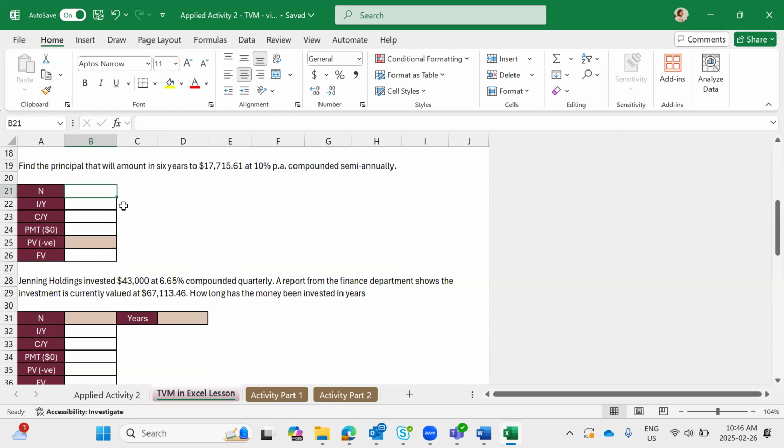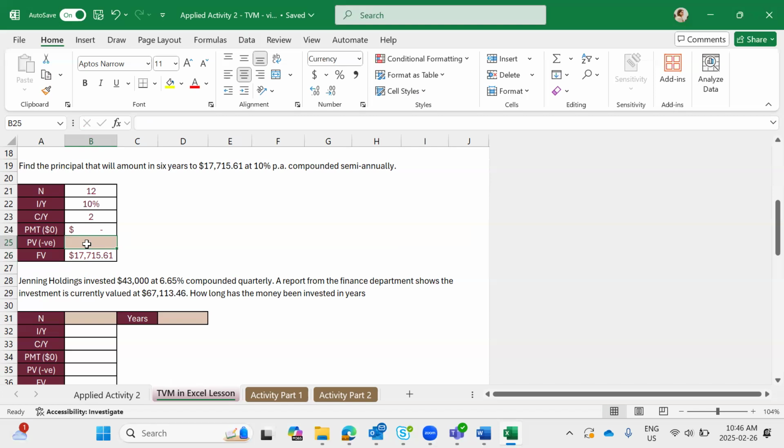Again, you'd have to find the value of N. 6 years at semi-annual compounding, which is 2, would give me 12 compounding periods. My interest rate is 10%, and semi-annual compounding would mean CY is 2. The payment is 0, and we're calculating the present value this time, which means that the $17,715.61 must be my future value. I enter that one as a positive because the present value is the one that always gets the negative.